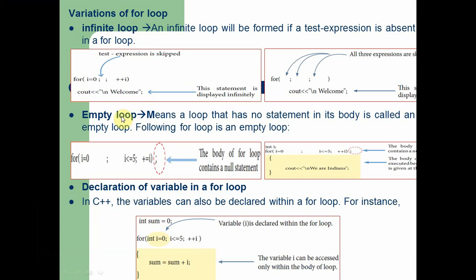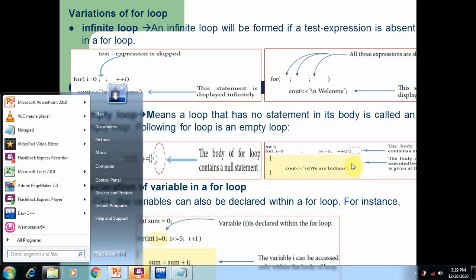The empty loop means the loop which has all the expressions. It has initialization, it has update expression, it has test expression, even it has the body, but it is not going to execute when you use a semicolon at the loop statement. For example, here you can see initialization, test expression, update expression, but at the end of the loop when you use the semicolon, the body of the for loop contains a null statement. So if the body contains any statement, this loop is not going to execute it at all. That is called the null statement.